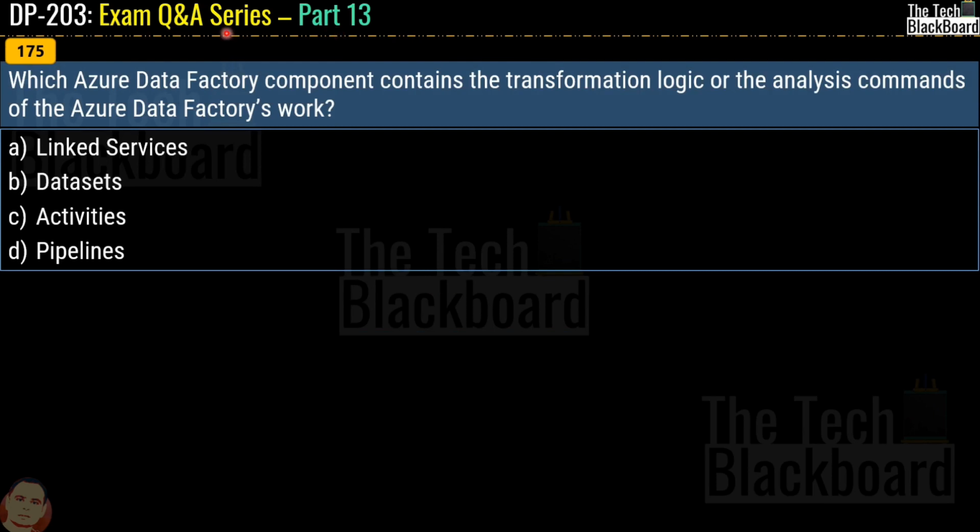And with that, let's move on to the question number 175, which is the last question for the part 13 of DP203 exam Q&A series. Let's read out the question. The question says that which Azure Data Factory component contains the transformation logic or the analysis command for the Azure Data Factory's work? Your options are linked service. The second option is datasets. The third option is activities, and the fourth option is pipelines. And the correct answer for this question is option C, activities.